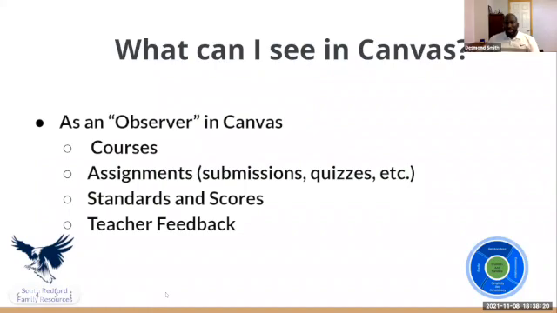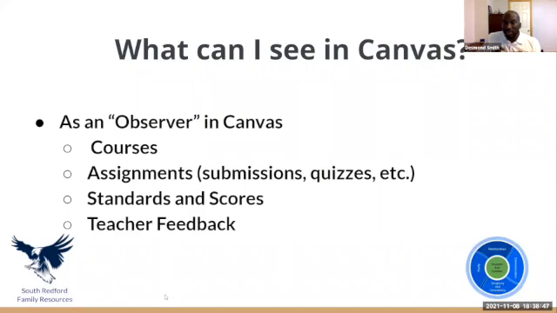So when you get into Canvas, there are a number of things that you can see right there within Canvas as an observer. Now, you won't be able to do assignments for your student, but you can see all the things that your student has submitted in their courses, every course that they have. I believe you can even see last year's courses as an observer, which is okay. But you do need to know exactly which courses your child is in currently.